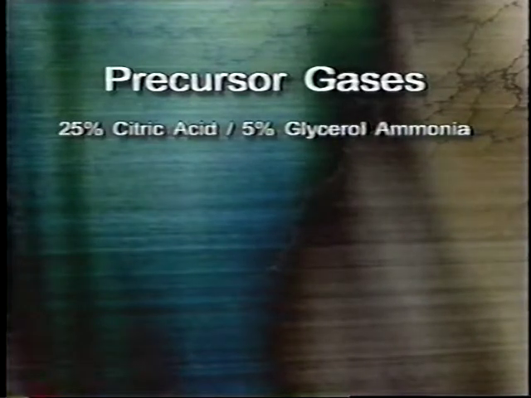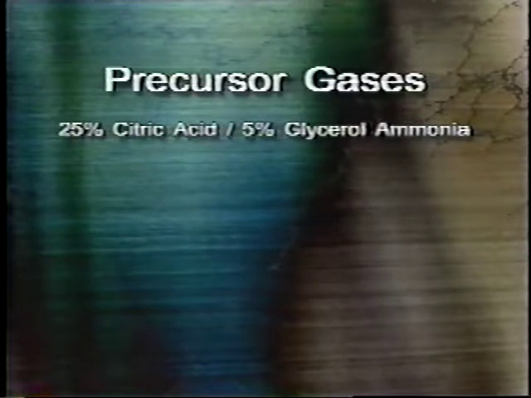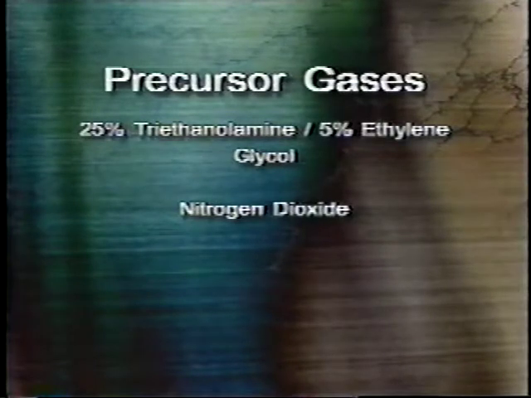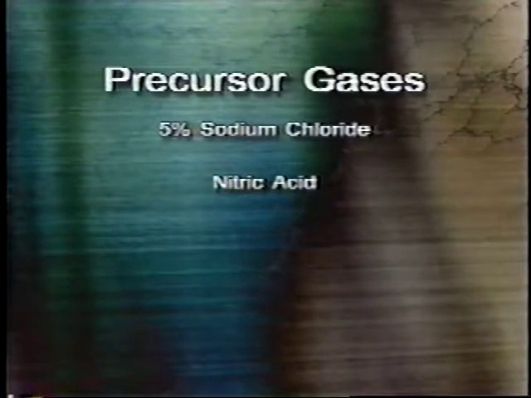A mixture of 25% citric acid and 5% glycerol solutions are used for impregnating filter substrates to collect gaseous ammonia. A mixture of 15% potassium carbonate and 5% glycerol solutions are used for impregnating filter substrates to collect gaseous sulfur dioxide. A mixture of 25% triethanolamine and 5% ethylene glycol solutions are used for impregnating filter substrates to collect gaseous nitrogen dioxide. And 5% sodium chloride solution is used for impregnating filter substrates to collect gaseous nitric acid.